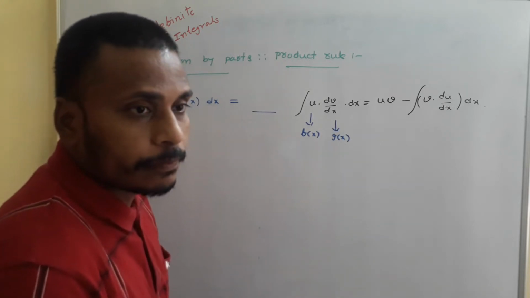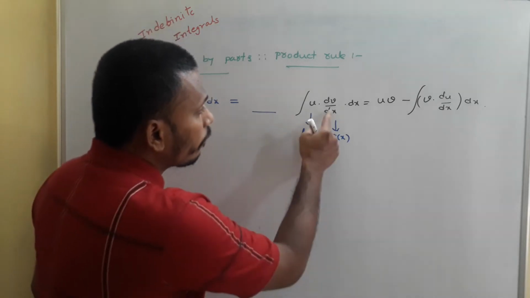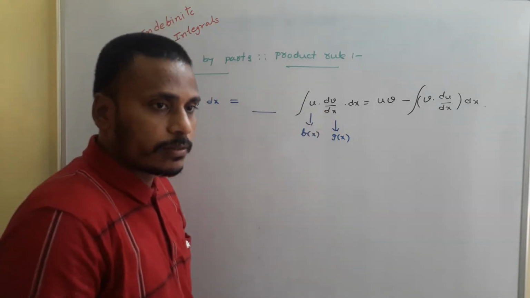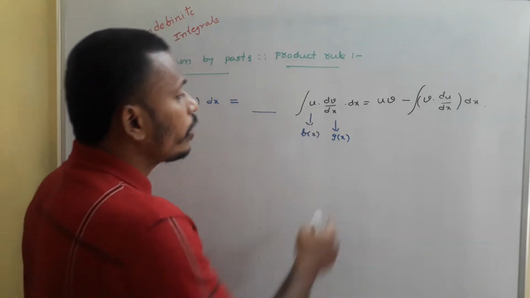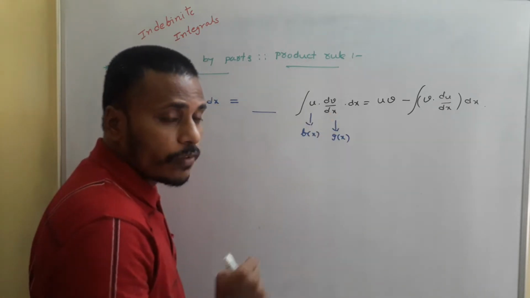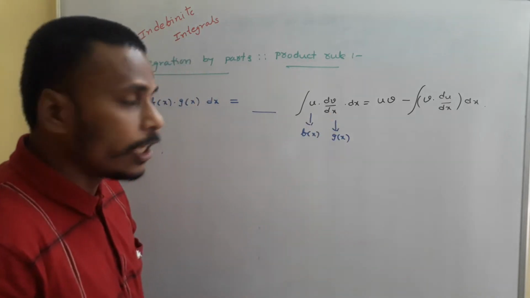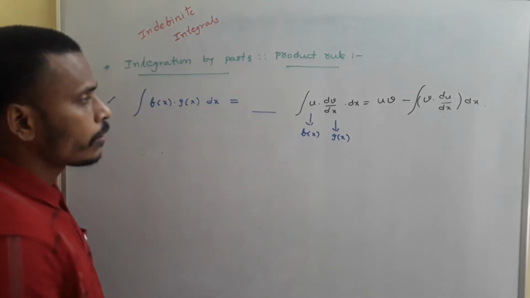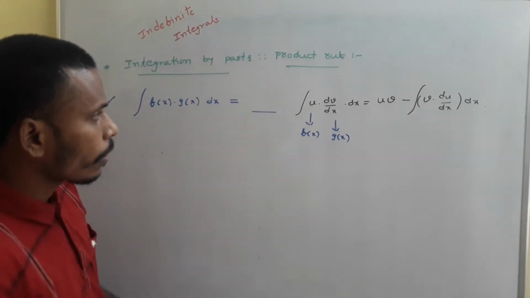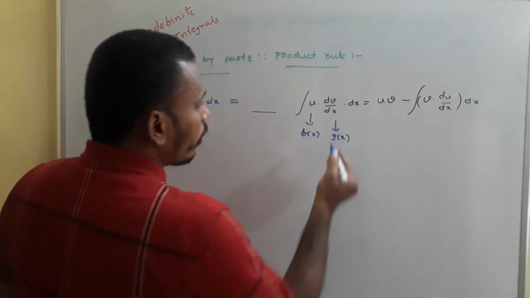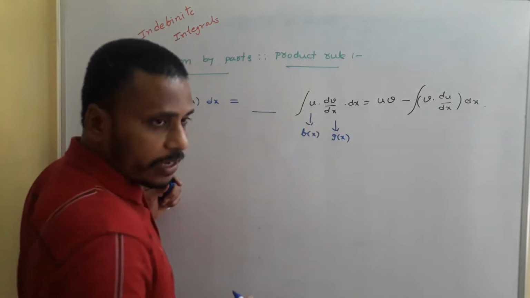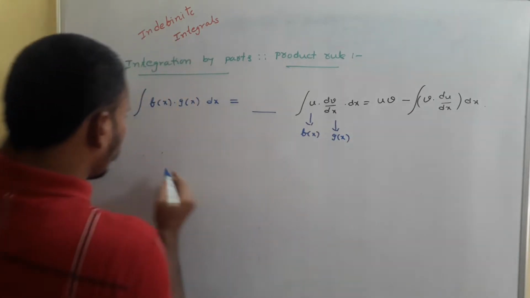Then what will happen? You just have a look. If this dv by dx is g of x, then what is v? The integral of g of x, right? If this dv by dx is g of x, I will write it here.